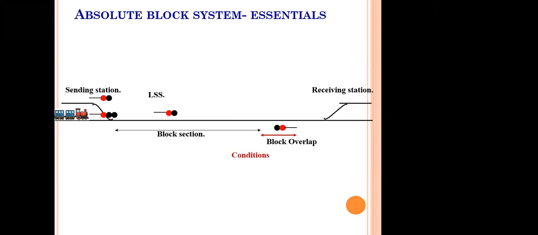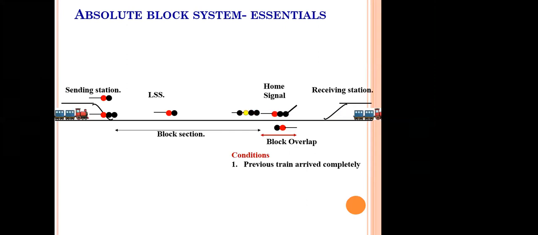What are those conditions? The first condition is the earlier train has arrived completely. I repeat, the earlier train has arrived completely at the receiving station. Behind that train, all the reception signals have been put back to normal. What are the reception signals? Reception signals are the distance signal and the home signal. These two signals are put back to danger. That is the second condition. There are and conditions, not or conditions.